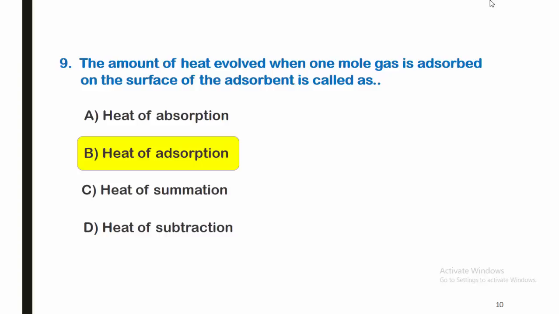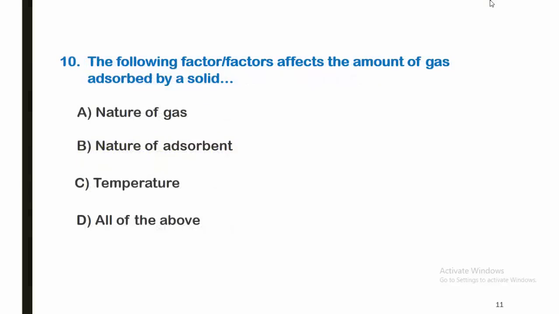This is the certain amount of heat evolved in the process when 1 mole of gas is adsorbed on the surface of the adsorbent, called the heat of adsorption. Next question. The following factor or factors affect the amount of gas adsorbed by a solid.